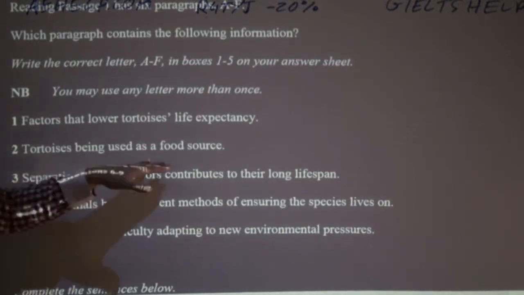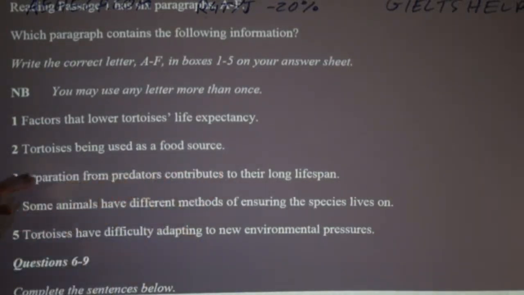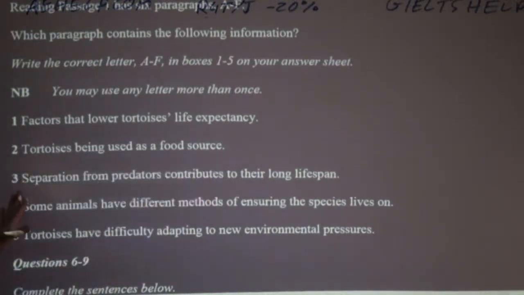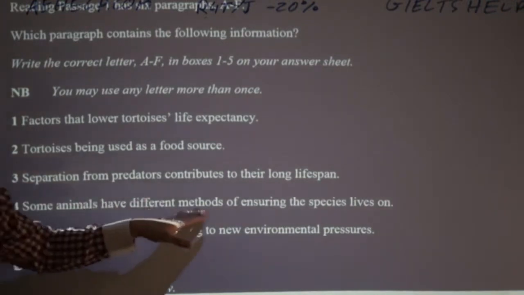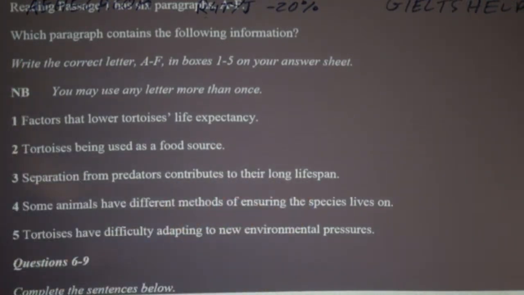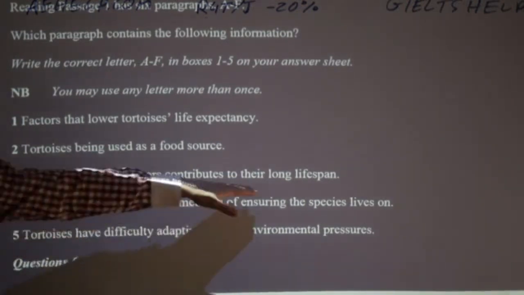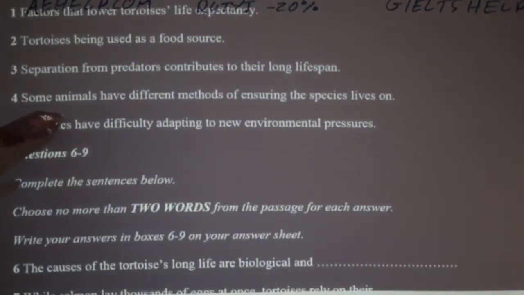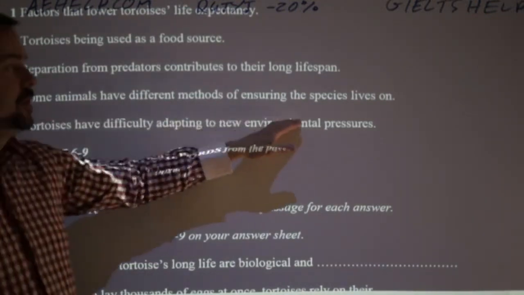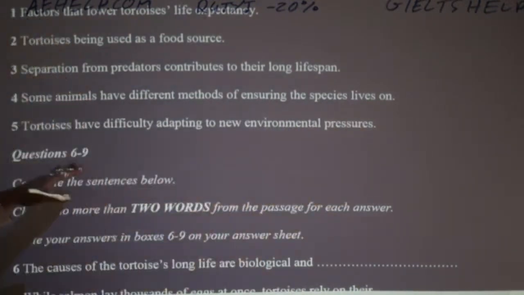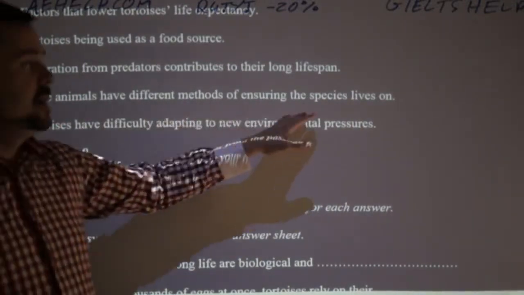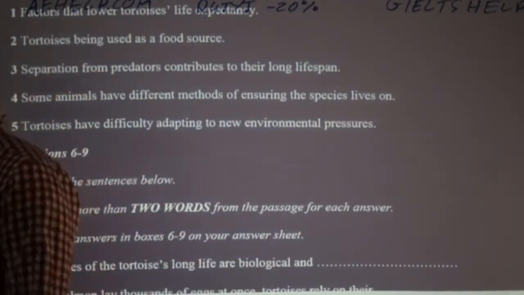Tortoises being used as a food source. So the tortoise meat as a consumable. Okay. Separation from predators contributes to their long lifespan. So isolation from their enemies that eat them helps them to live a long life. Some animals have different methods of ensuring the species lives on. Different creatures have various ways of guaranteeing that they survive for generations.